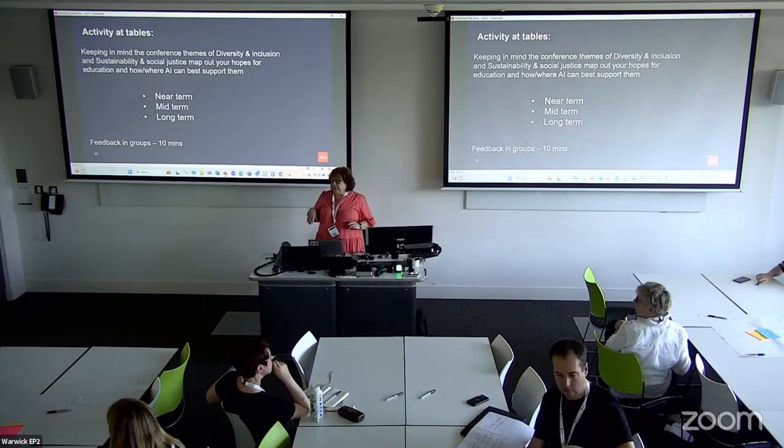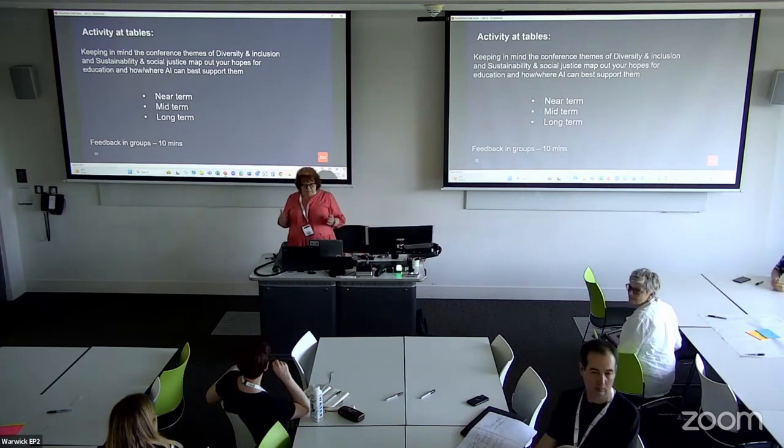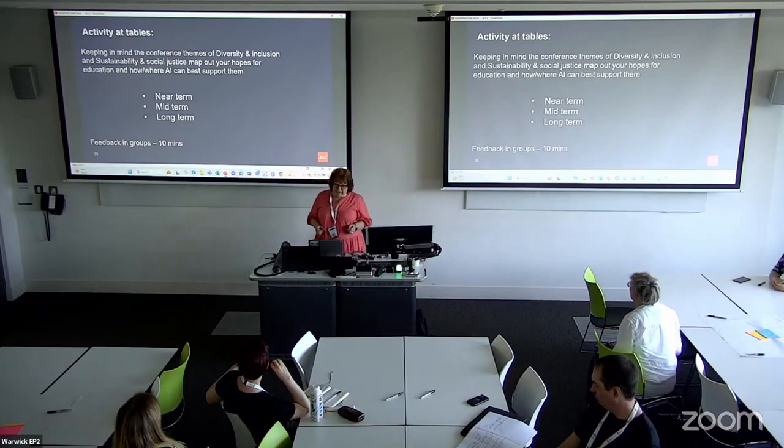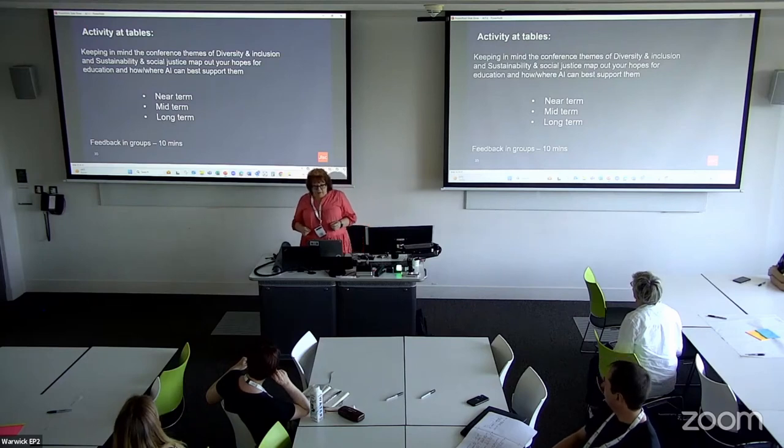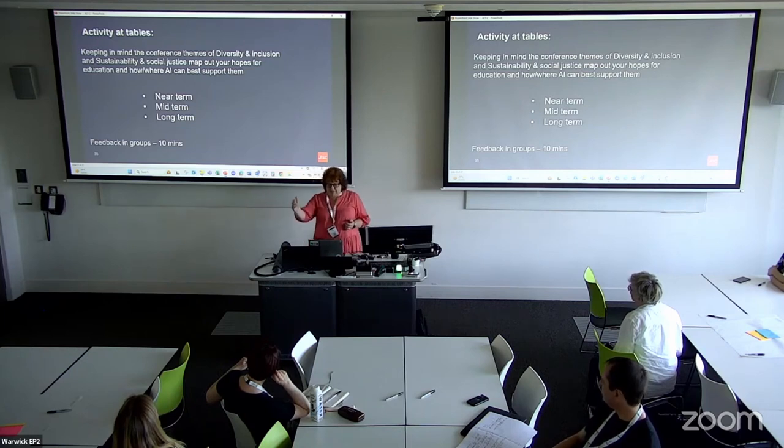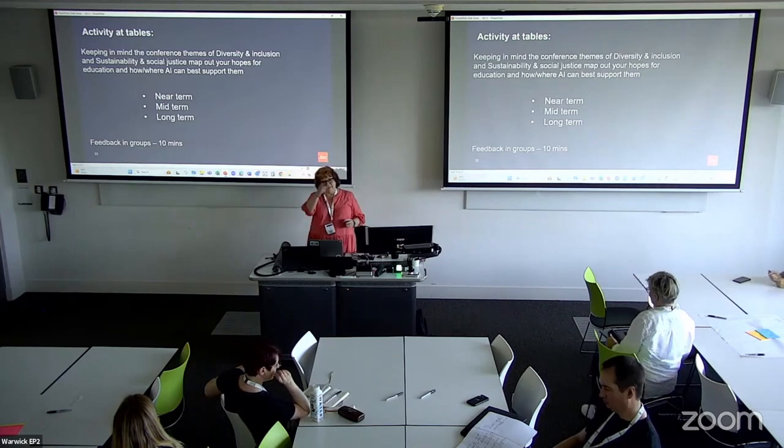You'll notice there's a big sheet of flip chart paper on the tables, and that's marked up near term, mid and long term, and then there's post-its and there's Sharpies. But what we would like you to do is to keep in mind the conference themes of diversity and inclusion and sustainability and social justice. Map out your hopes for education in those three areas, and we've deliberately called them near, mid and long, so that you put your own definition on those, what it means to you, but to do that in groups, but then also to think about how, where AI can best support them, or if you think it shouldn't. So you can do those tasks as one or as two separate levels, but if you can do them as discussions as a table, that would be brilliant. And we'll circulate around.